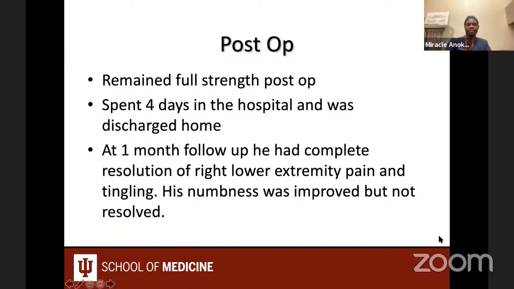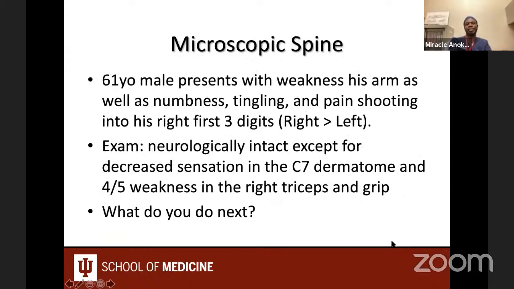All good questions. Let's talk about microscopic spine. So now you have another guy. He's coming in with weakness in his right upper extremity, his right arm, as well as numbness and tingling with pain shooting into his right first three digits, the right side greater than the left. Okay, so when you see something like that, it's shooting in a distribution. You think of radiculopathy, something going on with the nerve roots.